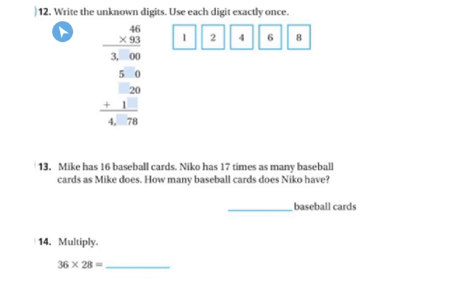Okay, so next one. Write the unknown digits and use each digit exactly 1 time. All right, so we're using partial products here. So they are doing, on this one, they're doing the 90 times 40. So they're just multiplying the tens. 90 times 40. So you're going to have your 2 zeros, and 9 times 4 is 36. So I've used my 6.